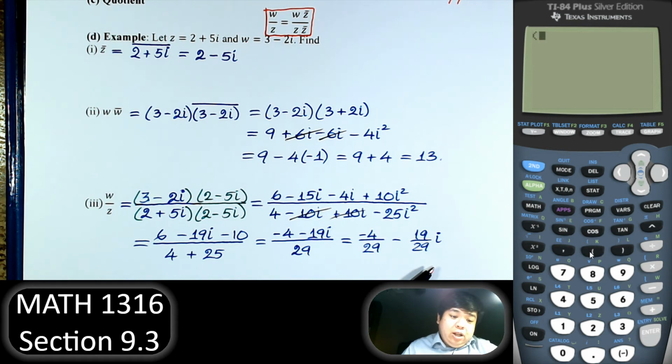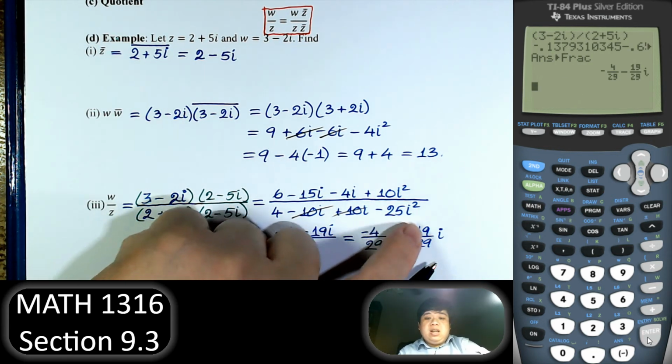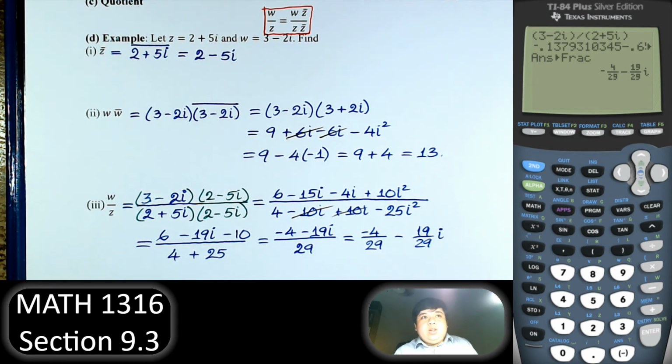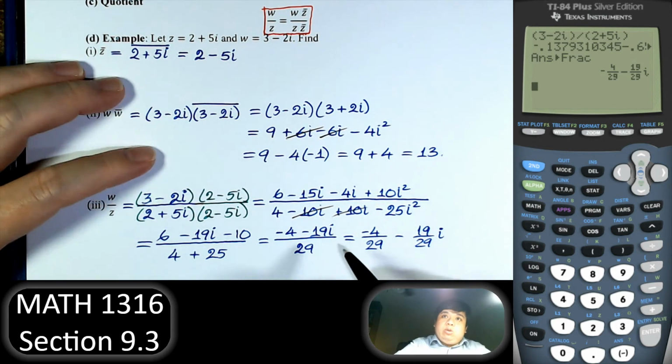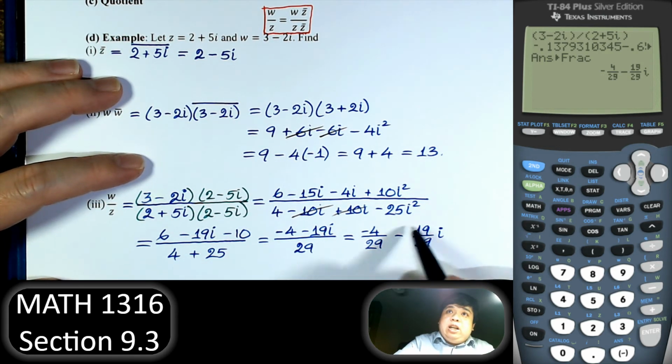Right, now if we do this using the calculator, 3 minus 2i divided by 2 plus 5i. And if we convert this to fraction, hit math, convert to fraction, we have negative 4 over 29 minus 19 over 29i. Yeah, so we should give the answer as a complex number with the real part and the imaginary part.